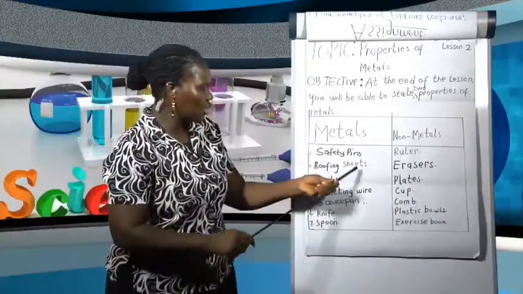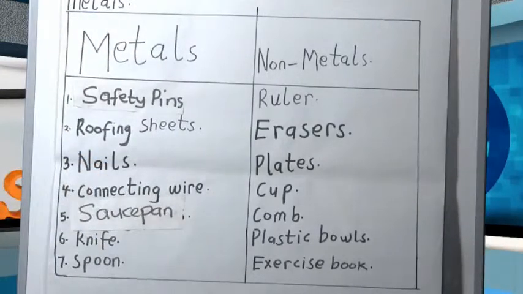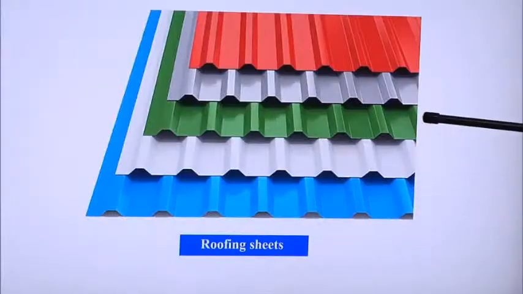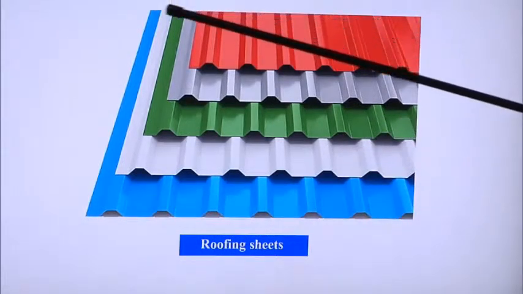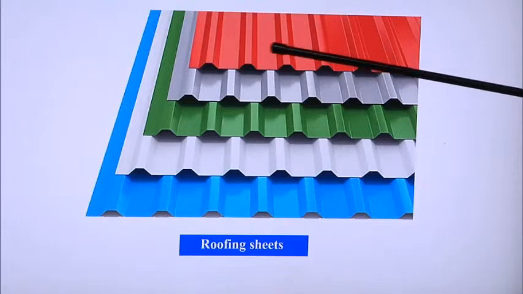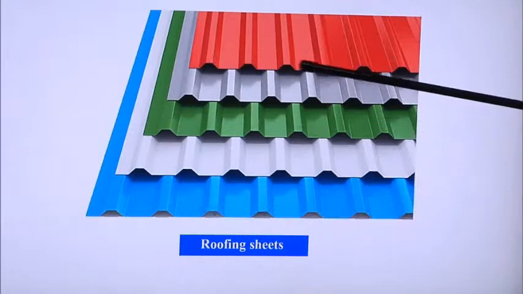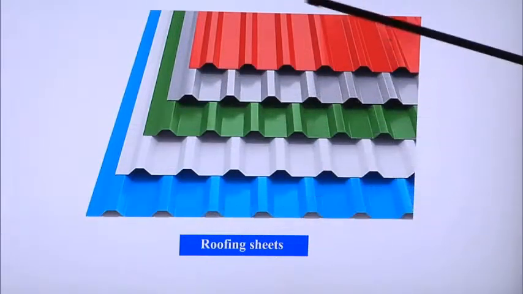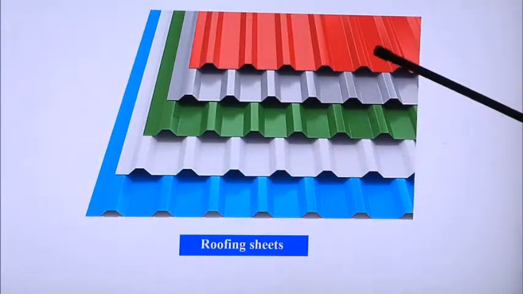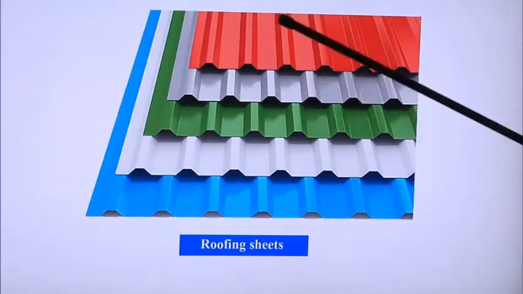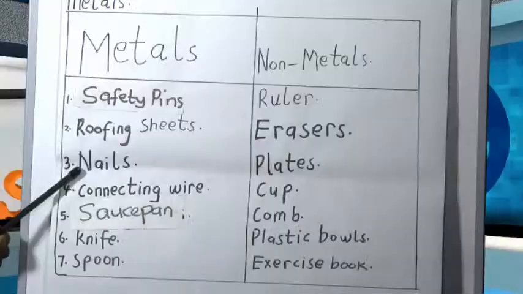We have roofing sheets. Let's go to our screen. These are roofing sheets. Now we use it to roof our buildings for safety. When it rains, we are safe. When the sun shines, because these roofing sheets are made from metals. Roofing sheets are made from what? Metals.